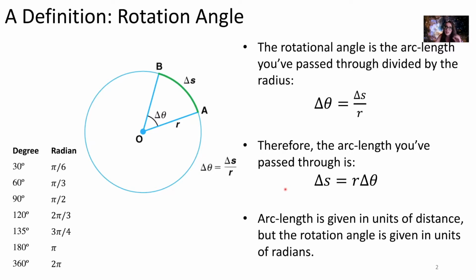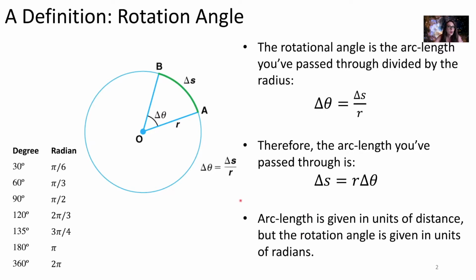Okay, so this is important. I know that so far in this class, we've been working with our angles in units of degrees, but here, an arc length is a unit of distance. The rotation angle is given in units of radians. So keep that in mind. If you are using equations like this, we want to think about our angle in units of radians rather than degrees in order to get the right units on our answers.